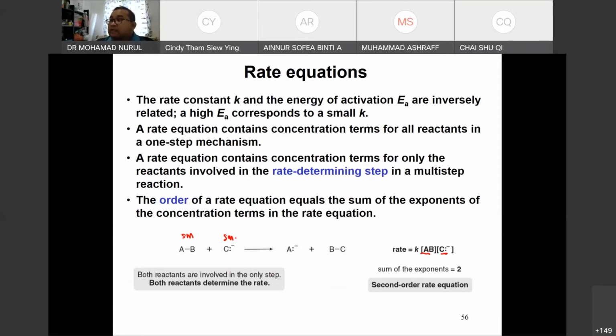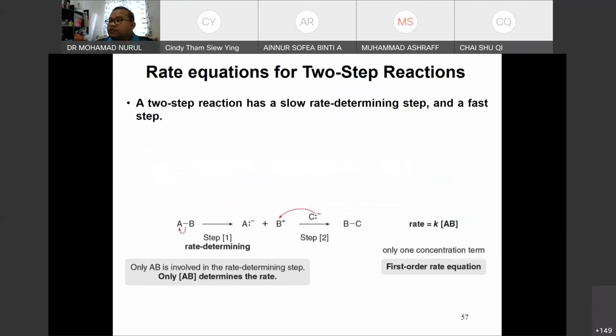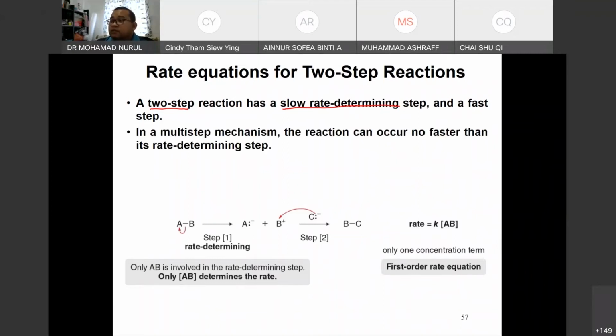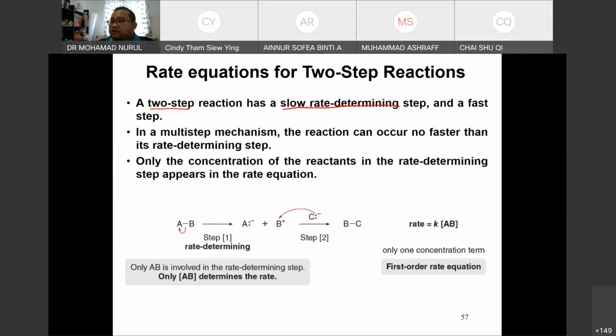So, the rate equation for two-step reactions. A two-step reaction has a slow rate-determining step and a fast step. So in a multiple-step mechanism, the reaction can occur no faster than the rate-determining step. Everything depends on the rate-determining step. So only the concentration of reactants in the rate-determining step appears in the rate equation.